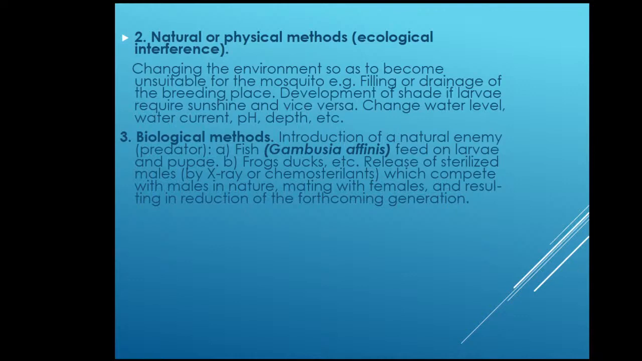The biological methods also include gene modification: sterilized males which compete with normal males in nature, and these sterilized males mate with females and cause a reduction in the number of the next generation. So these males can't fertilize females, and this causes a decrease in the number of mosquitoes.